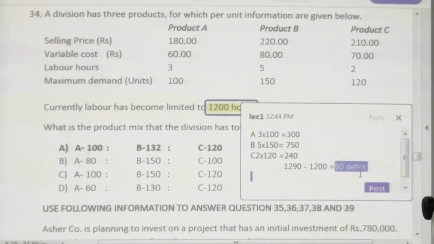Therefore you cannot produce all these quantities as you expect. This situation is called a limiting factor situation. The limiting factor is labor hour. Labor hour is limited. You require 1290, but you have only 1200. In such a situation, you cannot produce 100 units of A, 150 units of B, and 120 units of C. Now, what is the solution? How can you set your production mix? From A how much you can produce, from B how much you can produce, and from C how much you can produce. Let's take the whiteboard and solve the question.